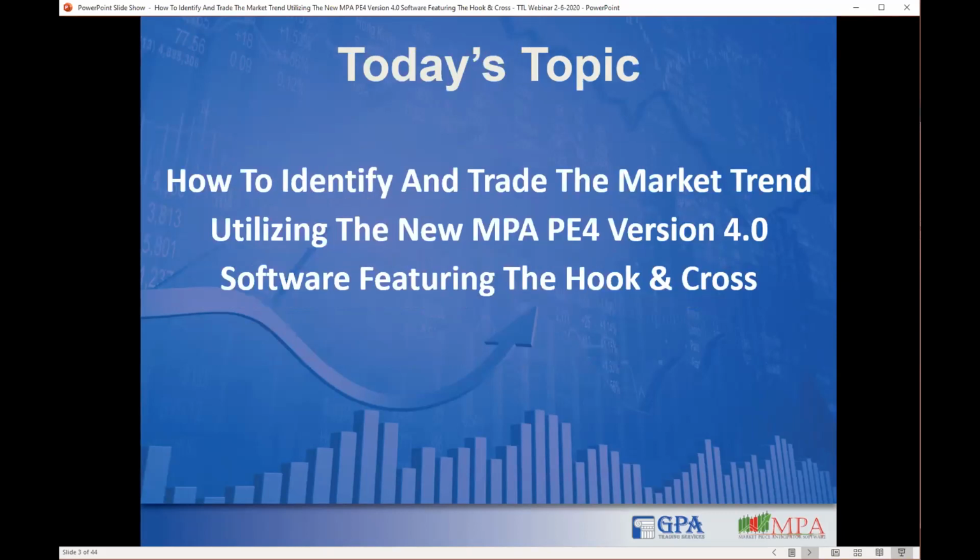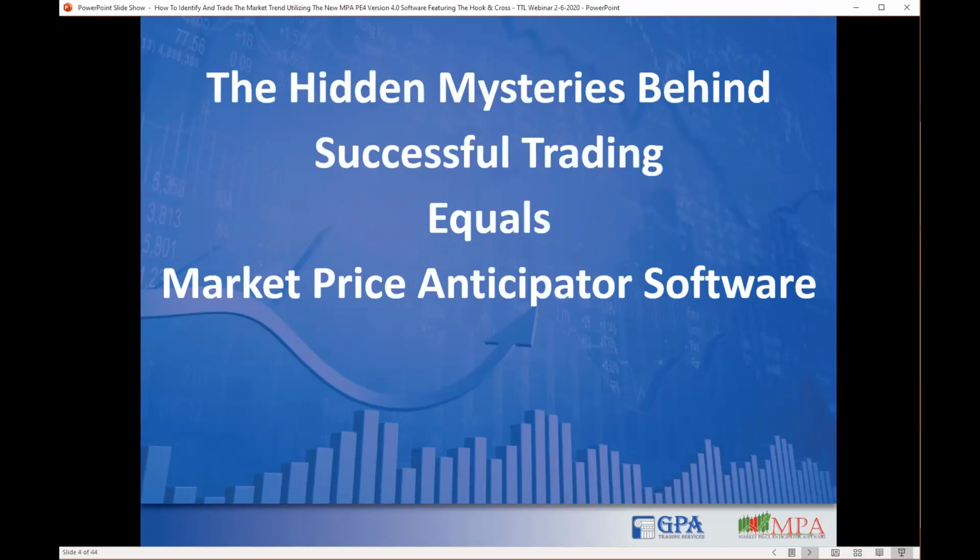Today's topic is how to identify and trade the market trend utilizing the new MPA PE4 version 4.0 software featuring the hook and cross. Just as a reminder, hidden mysteries behind successful trading equals the Market Price Anticipator software, and we'll show you why.